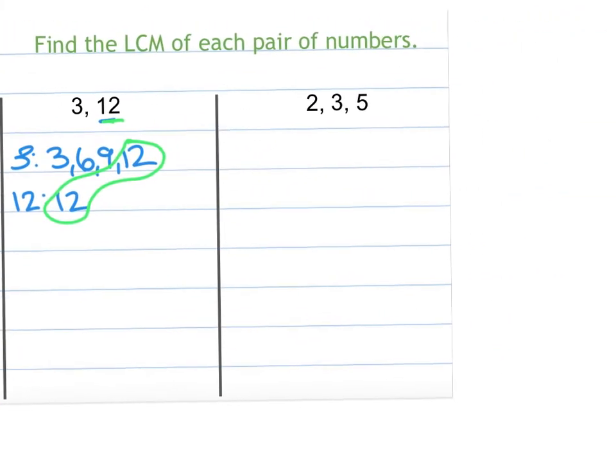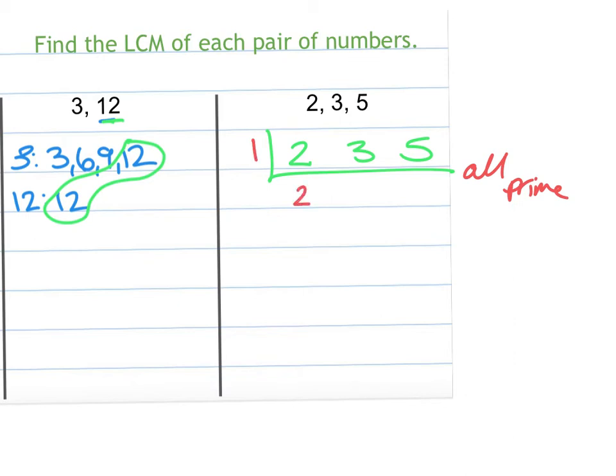For this last one, I'm going to do the cake method. So for 2, 3, and 5, I'm going to decide a common factor. What I notice is that they are all prime numbers, so therefore the only things they can be divided by are 1 and themselves. So they only share 1, so their only common factor is 1. So 2 divided by 1 is 1, and so on.